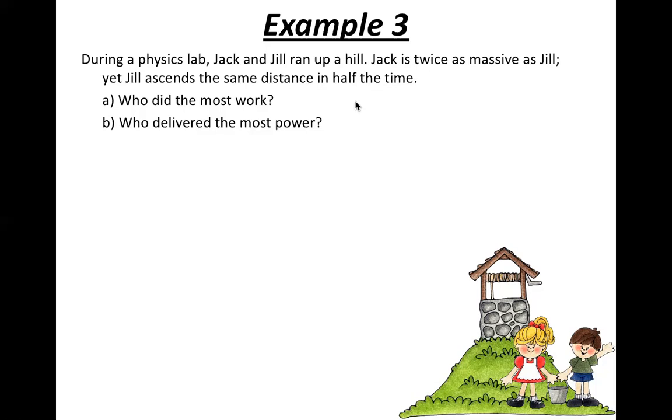So let's say Jill was a little girl that was 10 kilograms and Jack was 20 kilograms, because it says Jack is twice as massive as Jill. You could set the distance from the bottom of the hill to the top, which would be the same for both of them because they both ascend the same hill, and then half the time. So let's say 5 seconds versus 10 seconds.